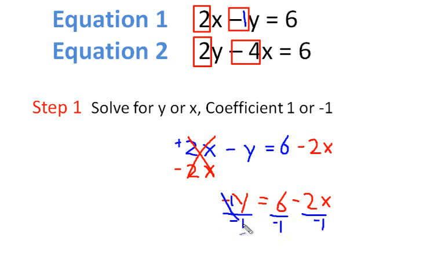Okay, that's going to cancel out that negative. I'm left with y equals 6 divided by negative 1, which gives me negative 6. Negative 2x divided by negative 1 gives me positive 2x, because of the double negative turning positive. Alright, so now that I have my equation, I can use substitution. I know y is equal to this right here, so this is what we're going to substitute into our second equation. So let's go into step 2.